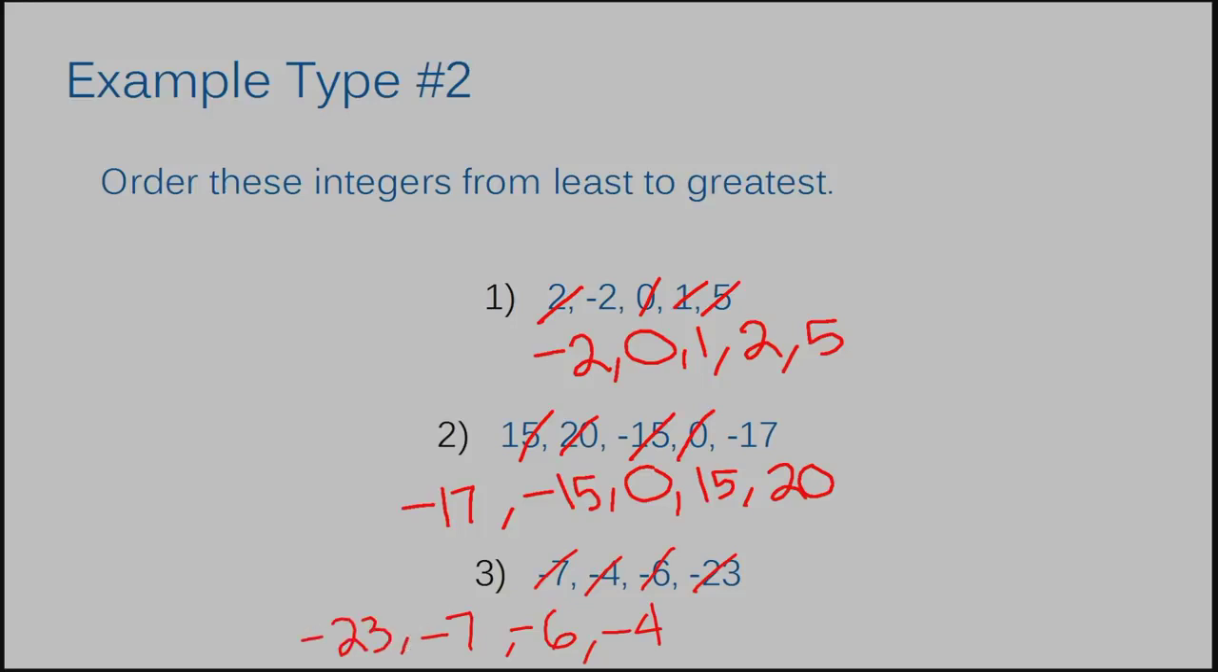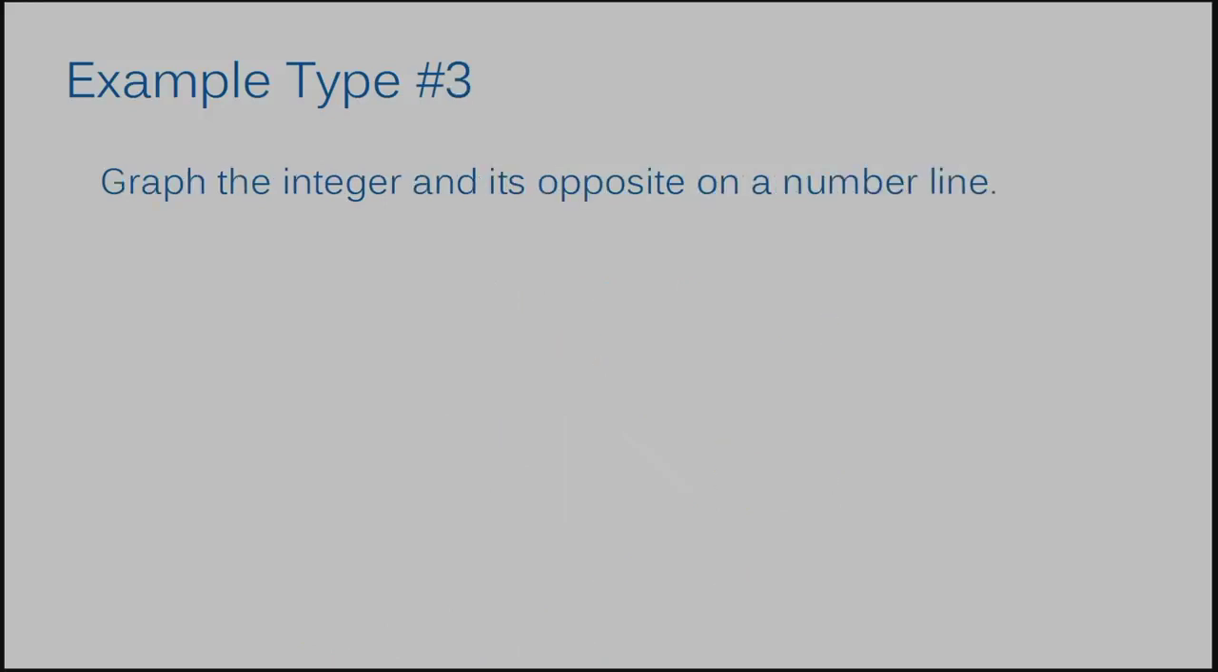Okay, let's move on to opposite numbers. For this type of problem, we're going to graph the integer and its opposite on a number line. An opposite is just like what I mentioned in the beginning: the number that mirrors the number across the 0. So the opposite of +1 would be -1. The opposite of 3 would be -3. So we're going to graph both the 3 and the -3. I'm going to just put a comma -3 because that's going to be the opposite on a number line.